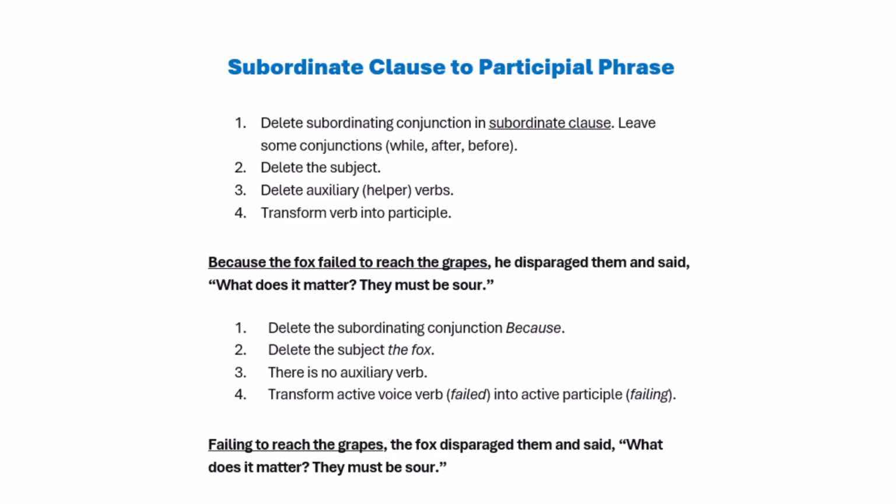Subordinate clause to participial phrase transformation process. Step 1. Delete the subordinating conjunction in the subordinate clause. We can leave some conjunctions, for example, while, after, or before. 2. Delete the subject. 3. Delete any auxiliaries, helper verbs. 4. Transform the verb into its active or passive participle.